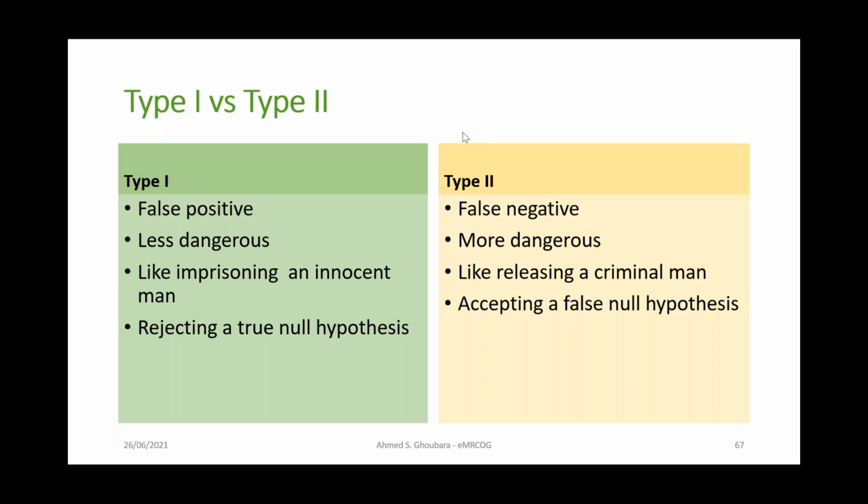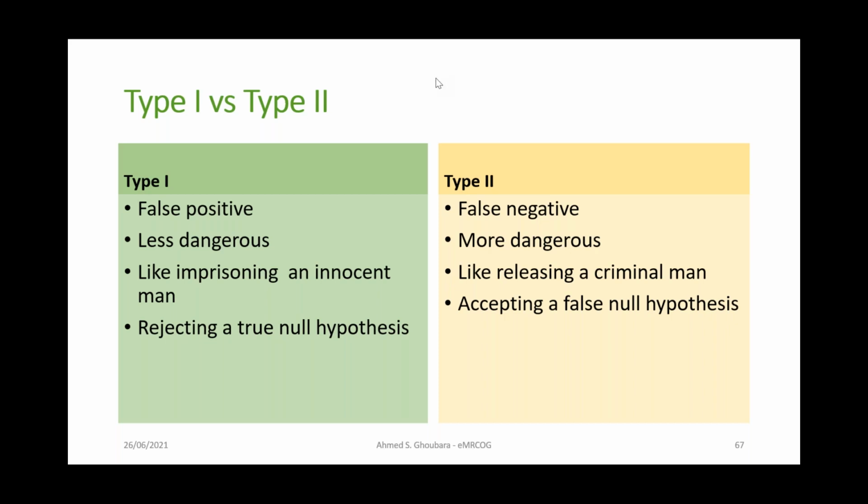Okay, so we might do something right and we might do something wrong, okay? By doing something right, I mean that you accept a true null hypothesis. You accept something true, you did the right thing. If you reject something false, you did the right thing. The error occurs if you accept something false or you reject something true. Is that correct, guys?